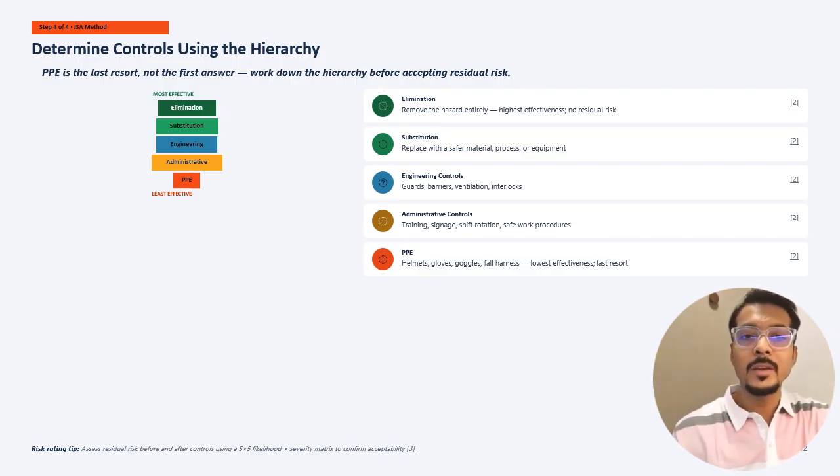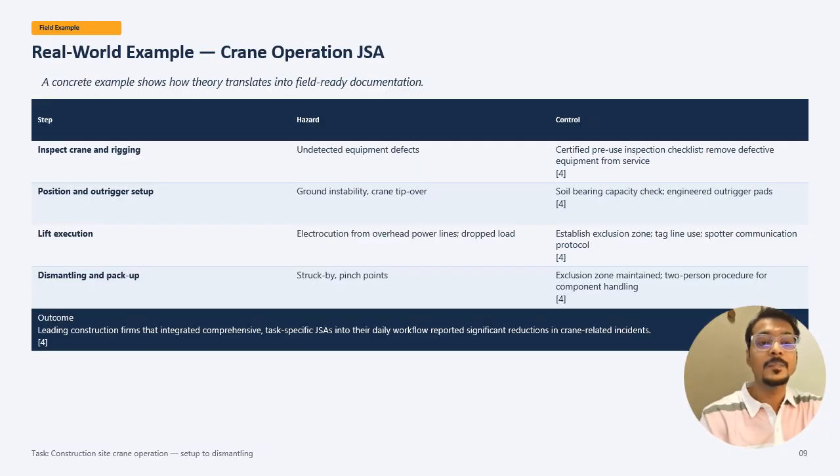PPE is, obviously, helmets, gloves, and fall harnesses. But I must say, when we talk about precautions, we think about PPE first. Why? We should start with elimination. PPE is the last option. So we need to understand that.